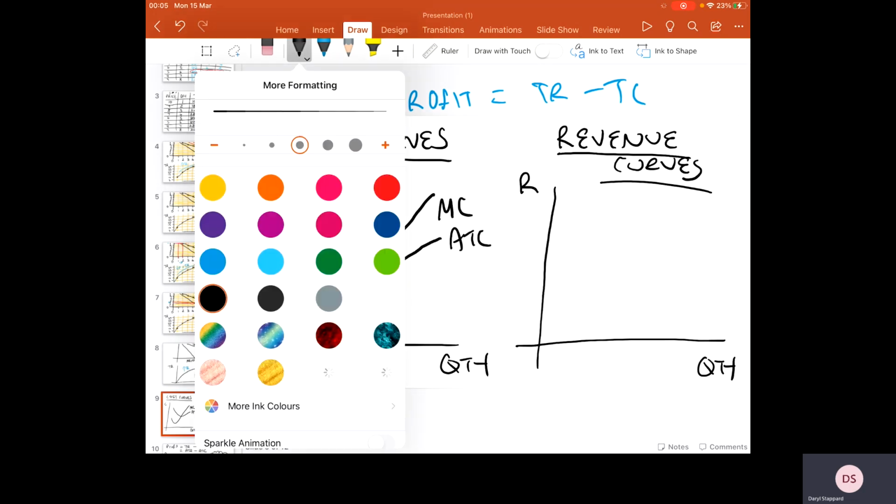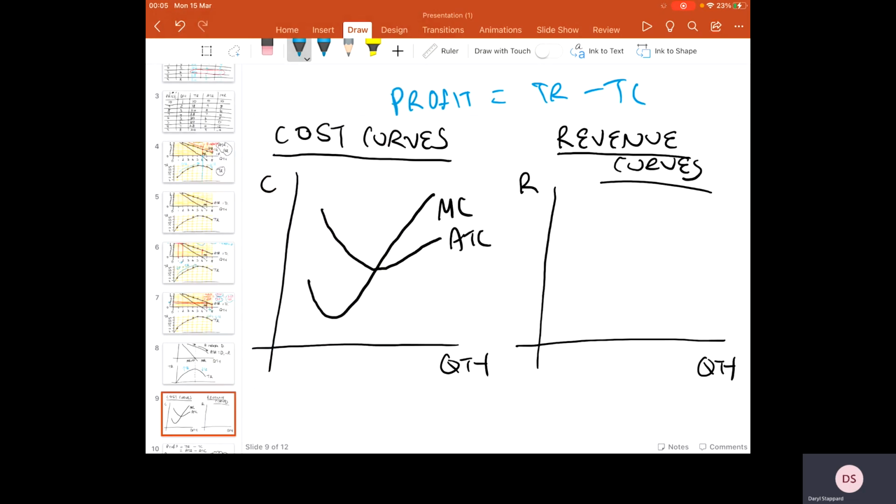Now, remember, everyone, MC equals ATC shows productive efficiency. It's where the firm operates at lowest average total cost.